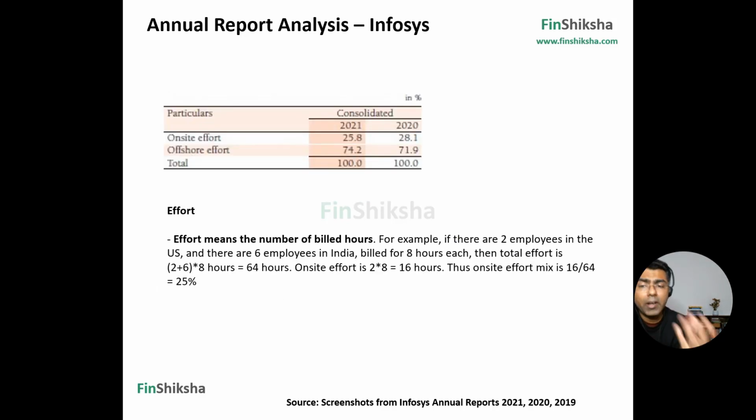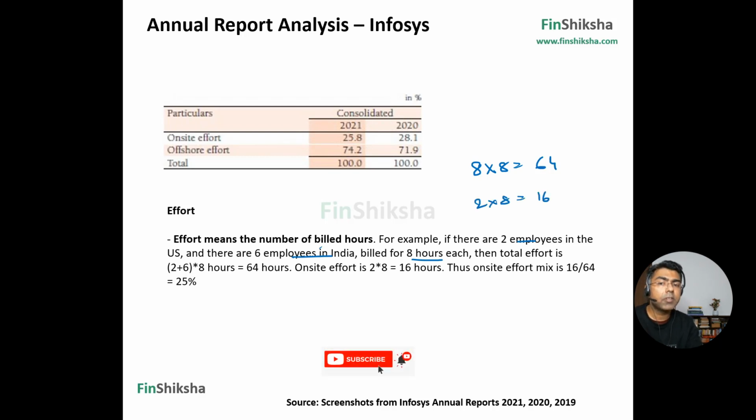Then there's this term called effort. Effort is just the number of hours billed. So if there are, let's say, 6 employees in India and 2 employees in the US, total employees are 8. 8 employees billed for 8 hours each will be 64 hours. That's the total effort. Out of this, on-site effort, which is at the client site, so abroad, is 2 into 8, which is 16 hours. Offshore, which is in India, is 6 into 8. 6 employees into 8 hours, that's 48.